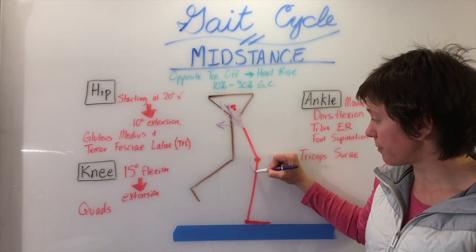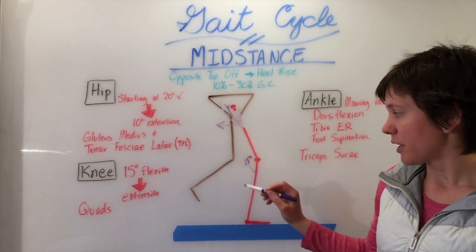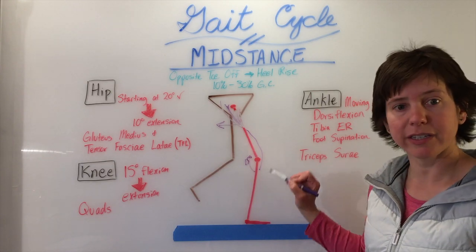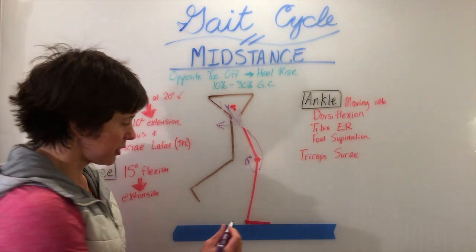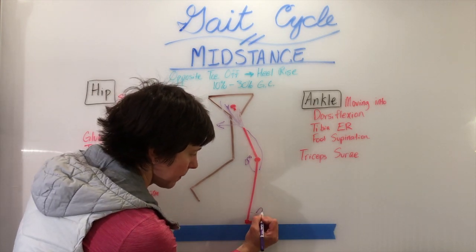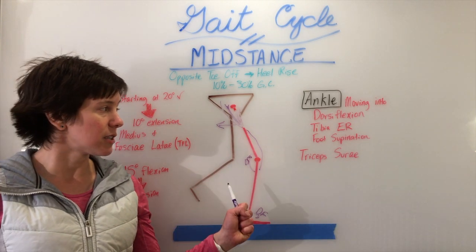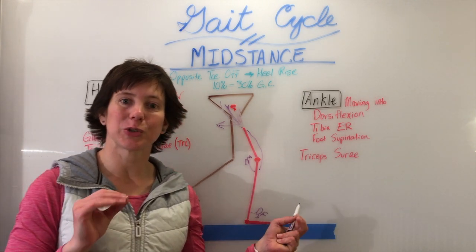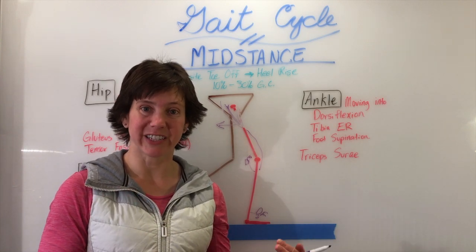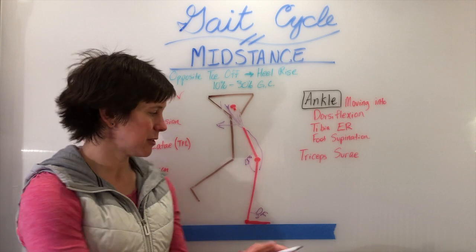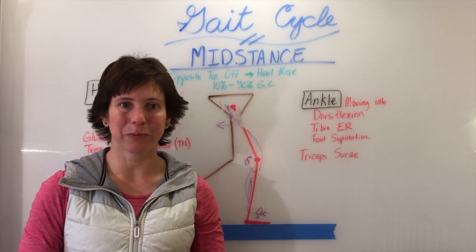At the knee, it was in 15 degrees of flexion, moving more into extension, and the quads are firing to help stabilize that knee. At the ankle, it is moving into dorsiflexion, and with the knee going back into extension, the tibia is starting to externally rotate, which means the foot is now moving into supination. And the triceps surae, muscles in your calf, are firing to help with this action.